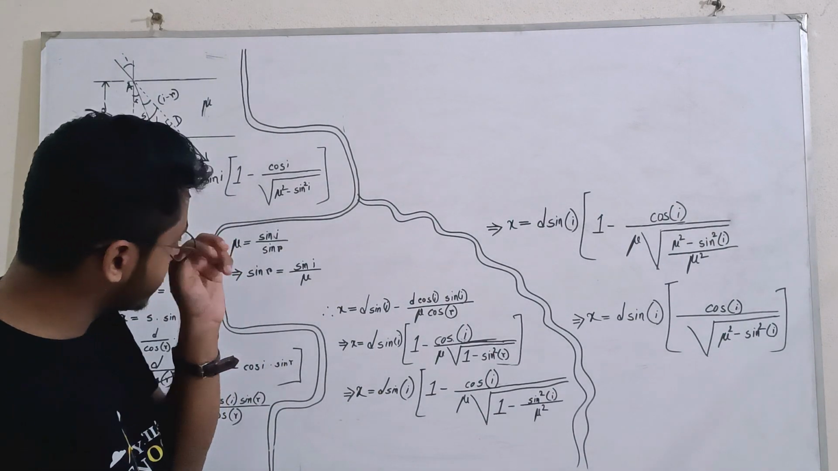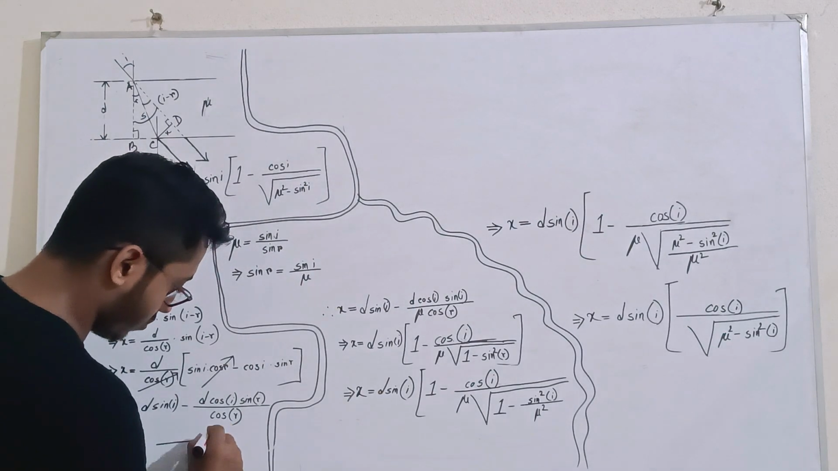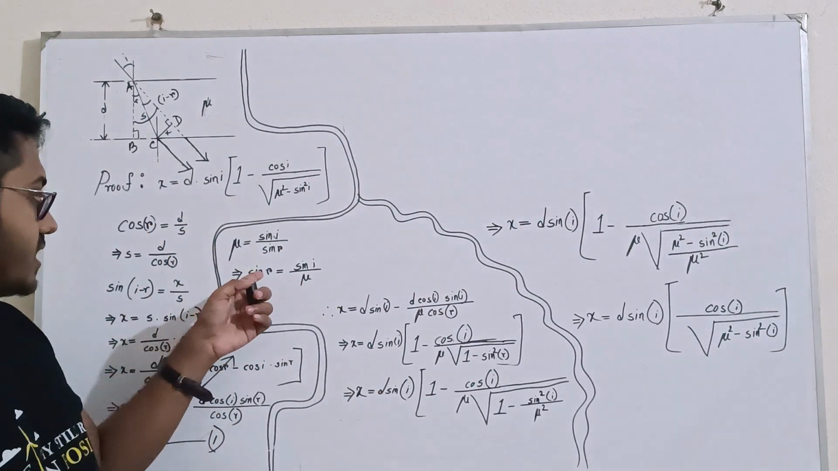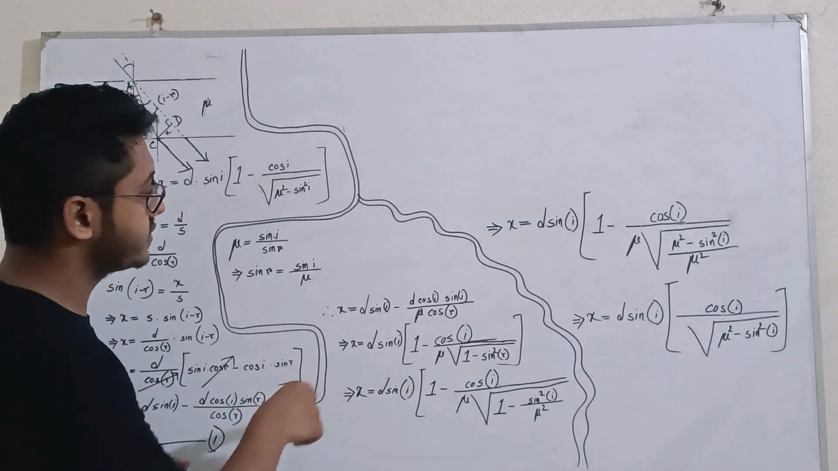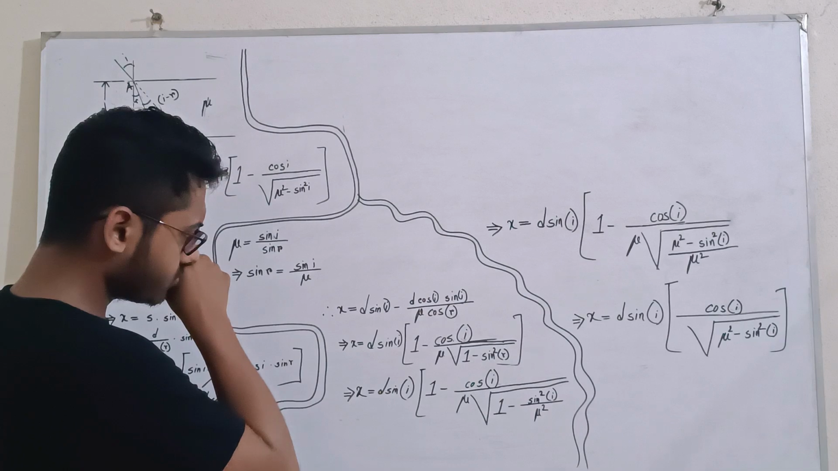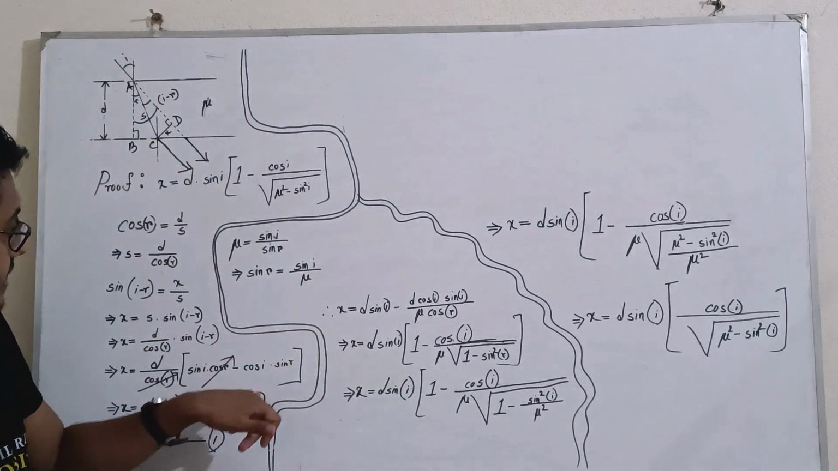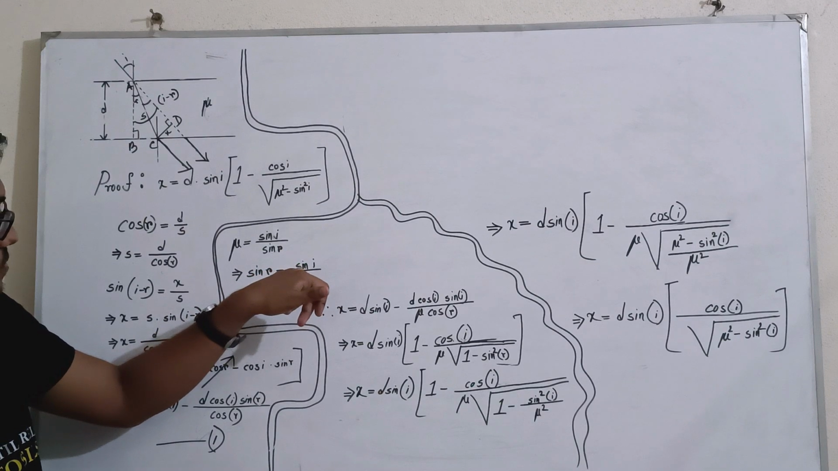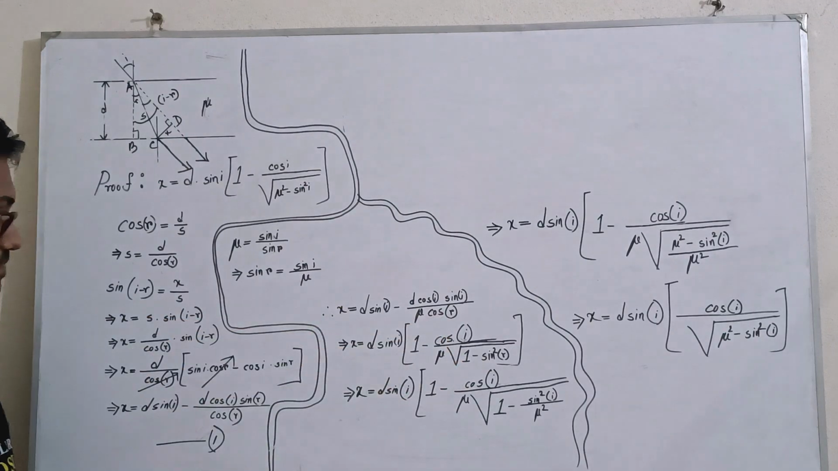So now, let us call this equation 1. Putting the value of sine R in equation 1, we have x is equal to d sine I minus cos I sine R. In place of sine R we will be putting sine I by nu, and cos R.